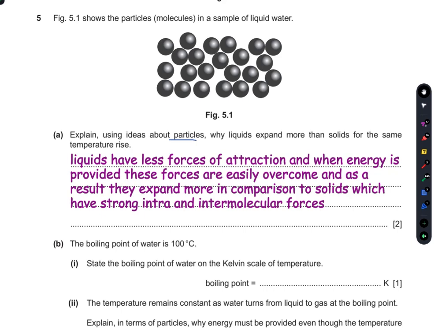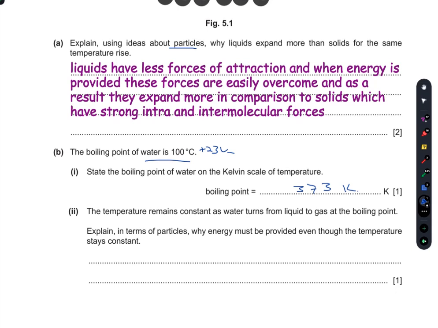So, question B: the boiling point of water is 100 degrees C. State the boiling point of water on the Kelvin scale of temperature. So, you simply add 273 here. So, you will get 373 Kelvins here.